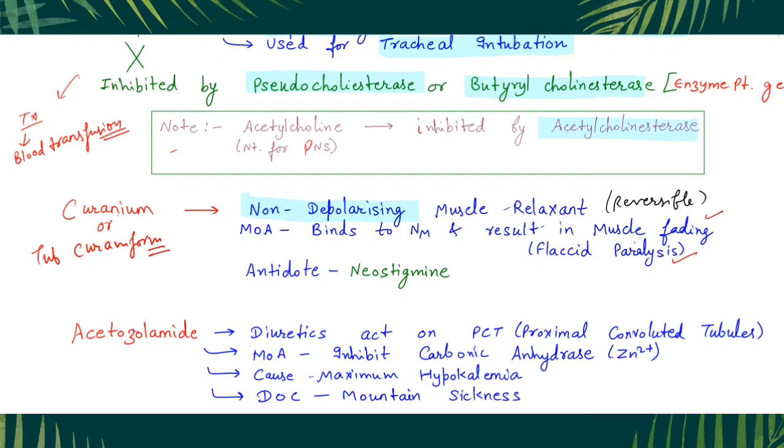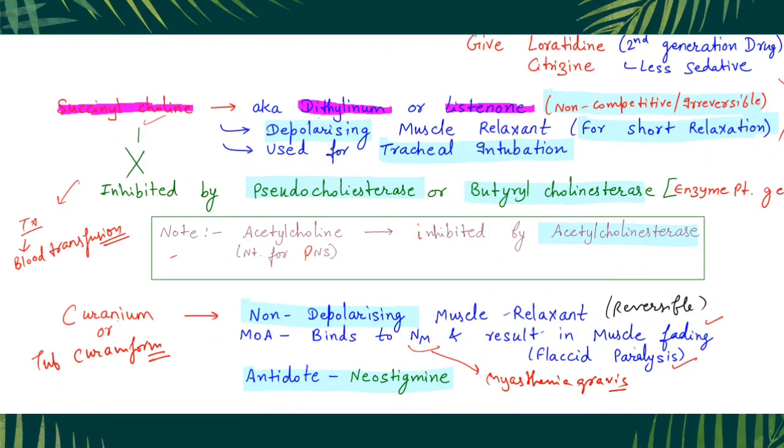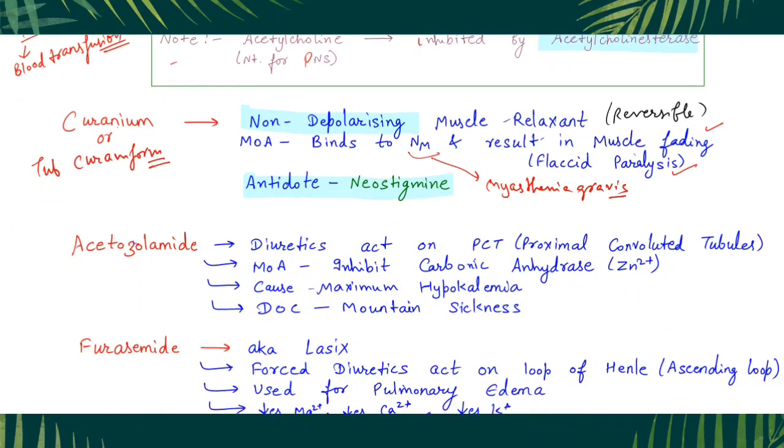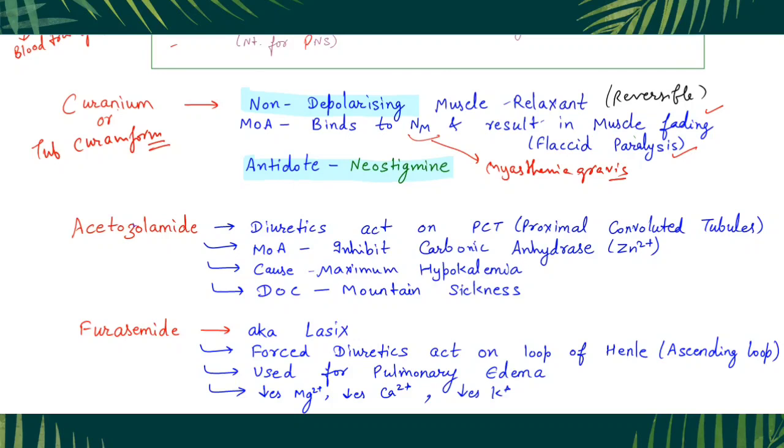And what is the correlation of the NM receptor? It is affected in myasthenia gravis, which is an autoimmune disorder. And what is the antidote for curanium? The antidote is neostigmine. So it is non-depolarizing, and curanium is reversible. Non-depolarizing muscle relaxant is curanium, depolarizing muscle relaxant is succinylcholine. The antidote for curanium is neostigmine, or another name for neostigmine, prosarin.